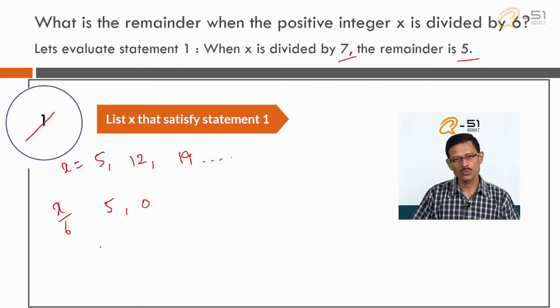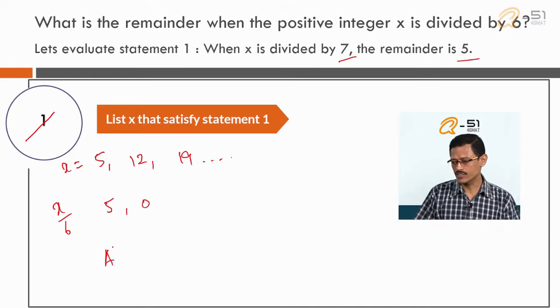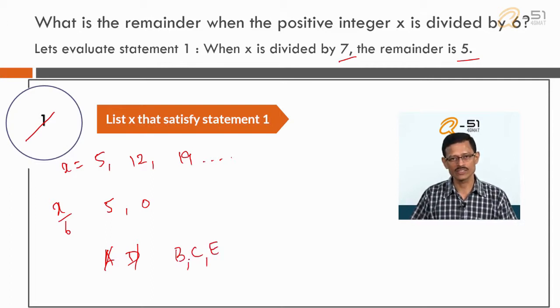Our answer choices, what can be eliminated? We can eliminate choice A, we can eliminate choice D. What we are left with is choices B, C or E. One of these three choices is what we are left with.